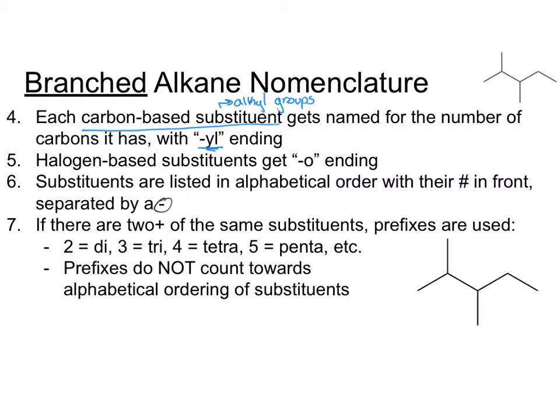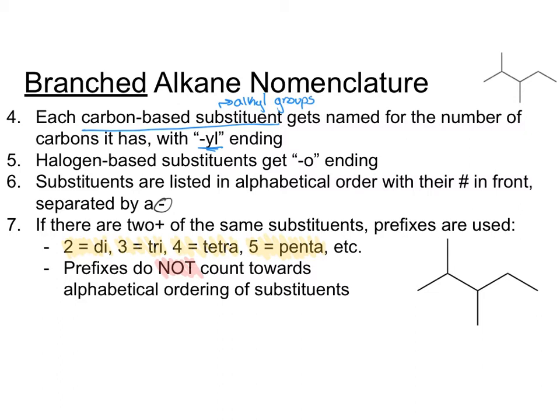Okay, and if there are two or more of the same substituent, we use prefixes again. Now, what's annoying is that these prefixes are slightly different than the prefixes for the chains before. So 2 is di, 3 is tri, 4 is tetra, 5 is penta. You're not really going to see anything higher than that. All right, and the other key here is that the prefixes do not count towards alphabetizing the substituents in our name. And again, I'm going to go over all this with plenty of examples, so just stick with me.